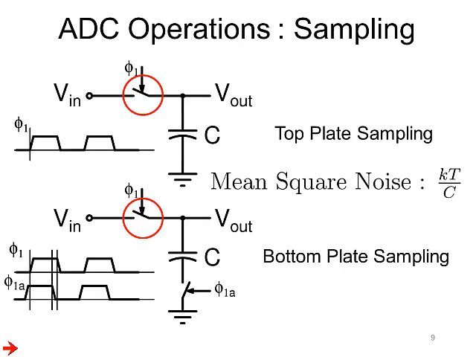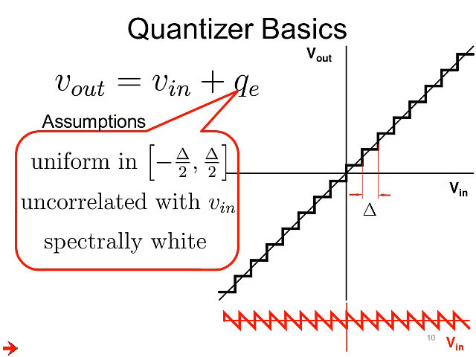The first operation, as we saw in the analog to digital conversion process, is sampling, and essentially involves holding an input voltage on a capacitor. This can be done in two different ways: either top plate sampling, as shown here, or bottom plate sampling, where this switch is opened first. In either case, the mean square noise due to sampling is kT on C. Once the signal is sampled, it is then quantized.